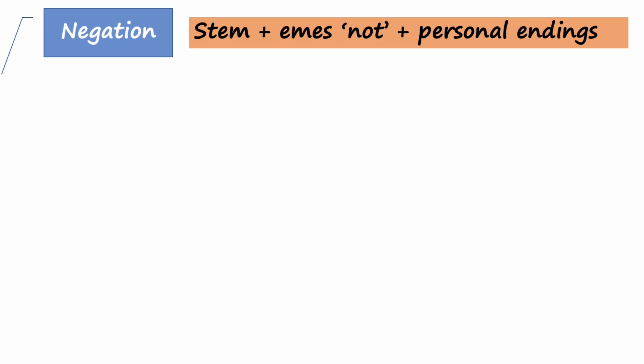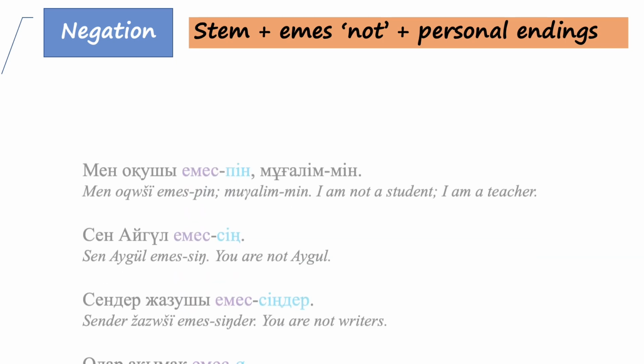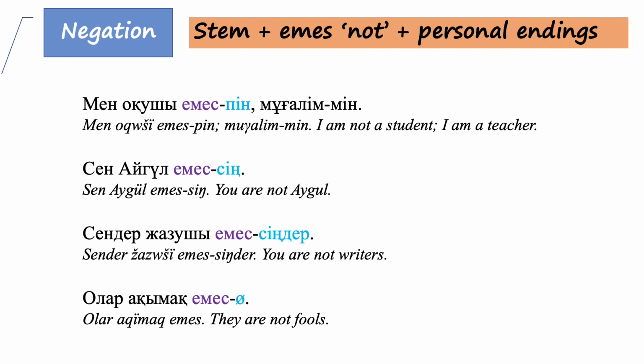In doing so, you have the negative form of your word. For instance, men o'quvchi emaspin. Muğallimmin. I am not a student, I am a teacher. Sen aygul emassin. You are not aygul. Sendер жазушы емессіңдер. You are not writers. Олар ақымақ емес. They are not fools.